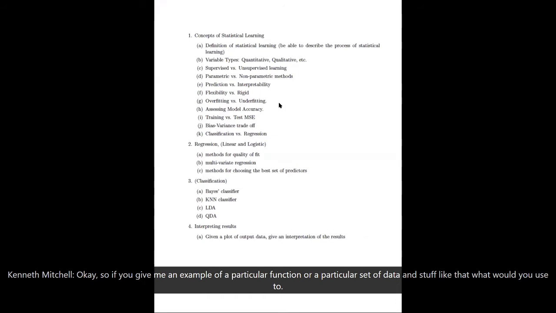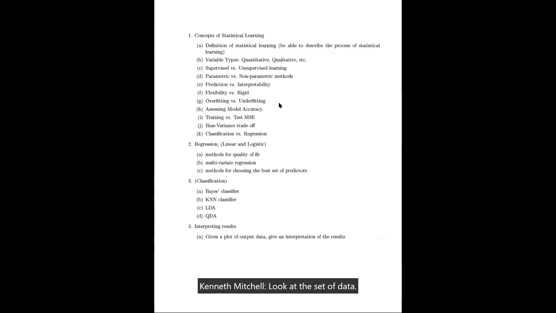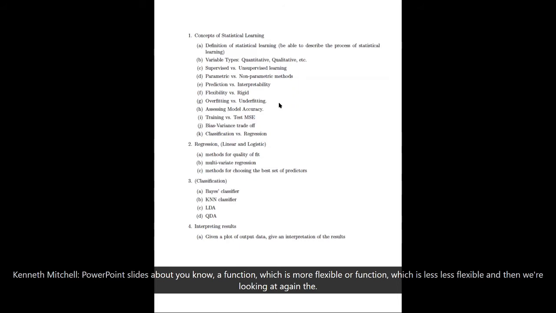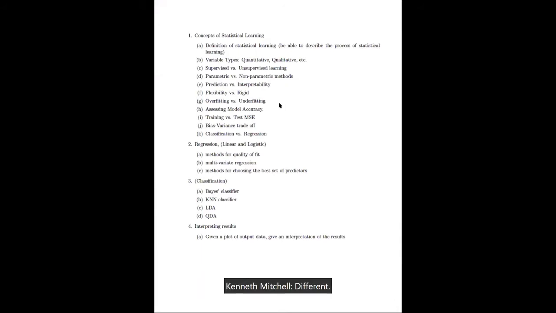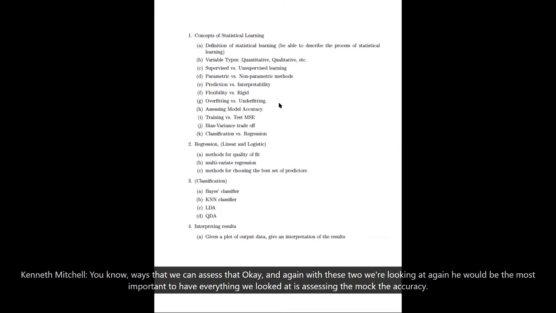Okay, so if you give an example of a particular function or a particular set of data, what would you use to look at the set of data? Again, we've seen many examples of that in the textbook and in PowerPoint slides, about a function which is more flexible or a function which is less flexible. And then we're looking at the different ways that we can assess that, okay?